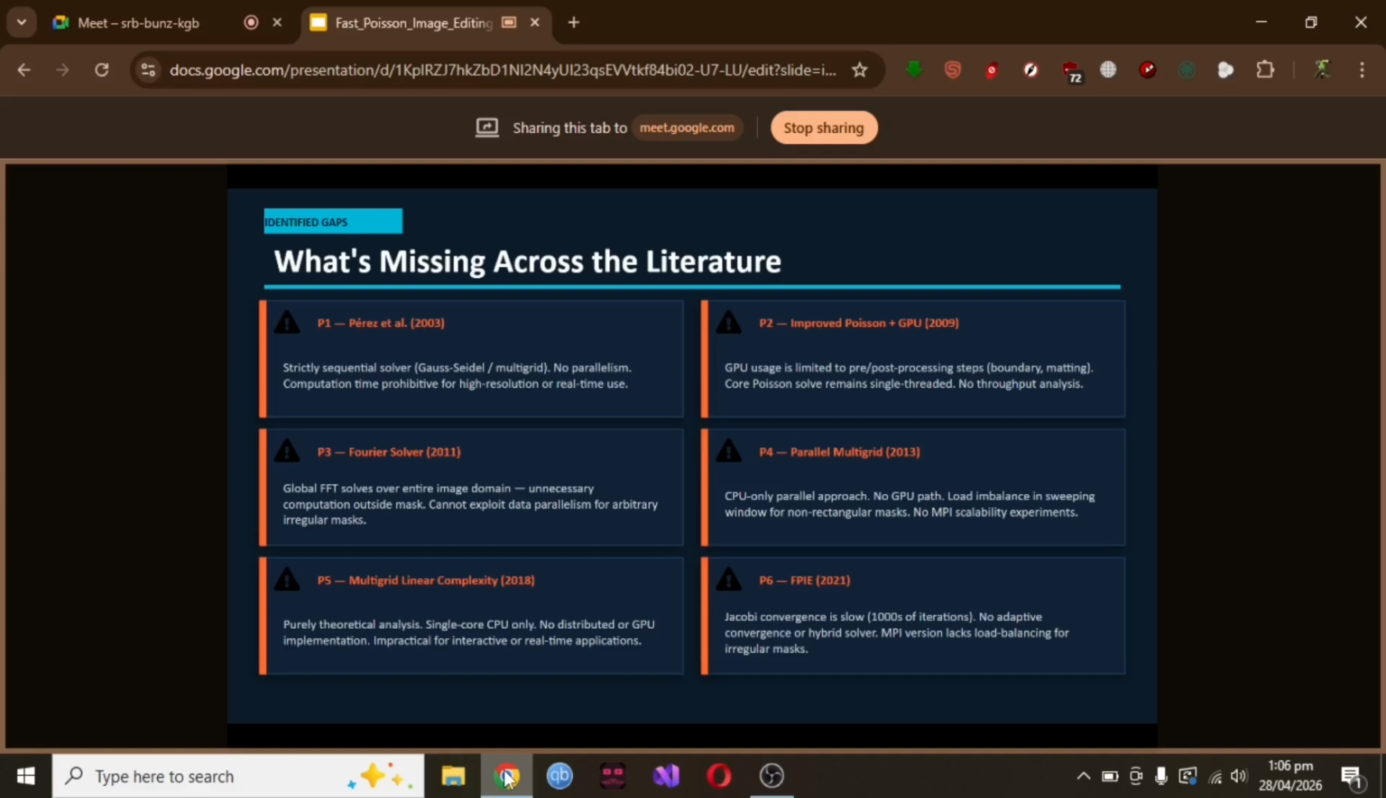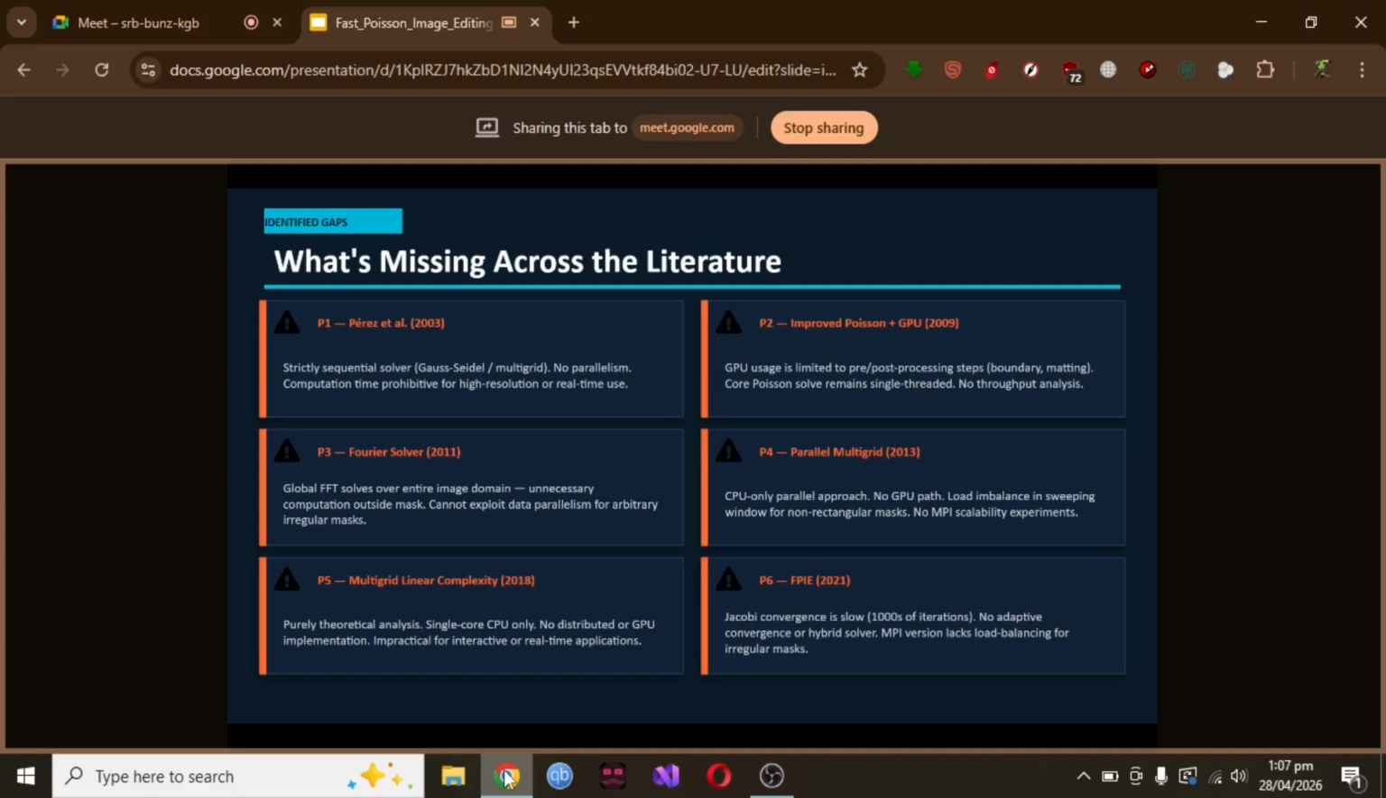After that, in 2013, we had a parallel multigrid, which basically used a multi-core CPU, in which there was no GPU acceleration, but there was acceleration using CPU threads. There were no MPI scalability experiments, and there was a lot of load imbalance here as well, because the masks are usually non-rectangular. After that, in 2018, there was a pure theoretical analysis in which a single core CPU was assumed. There was no GPU acceleration. It had no implementation whatsoever, but it proved that a speed up can be achieved, up to 10x.